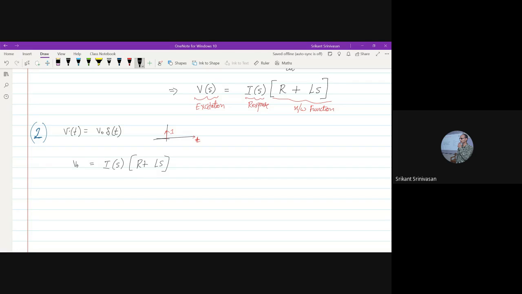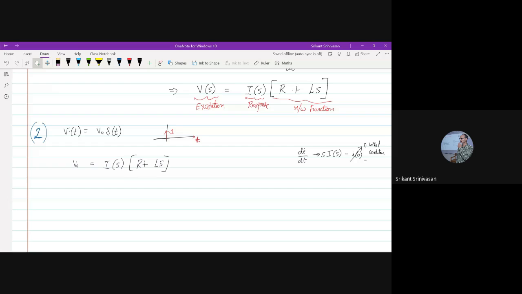Otherwise this expression, which we are writing as di by dt, in the Laplace transform becomes S times I of S minus I of 0. And we are considering this equal to 0 due to the initial condition. So keep that in mind. That's why in all our expressions we are not writing any I of 0 term. So we are just writing R plus Ls.